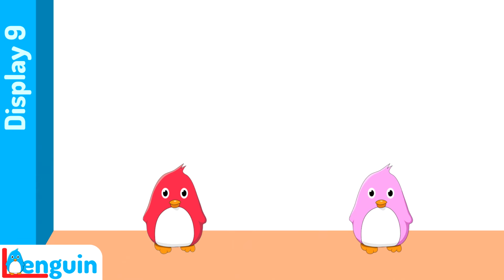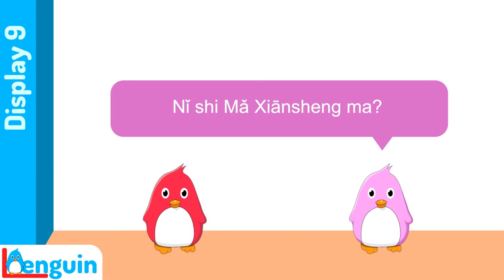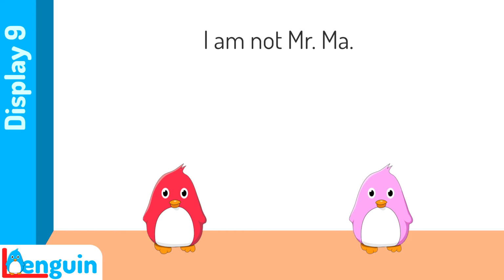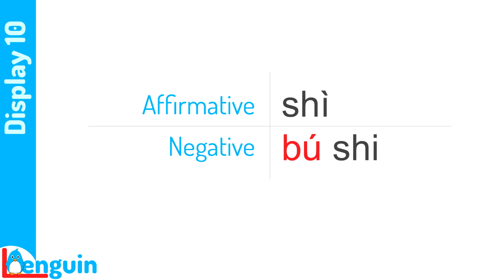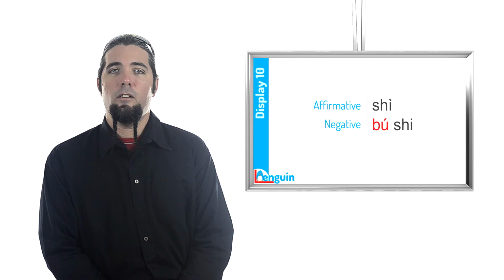Another way to reply if the answer is no is with a negative sentence. Listen carefully. Are you Mr. Ma? 你是马先生吗？ I am not Mr. Ma. 我不是马先生。 The negative of 是 is 不是.